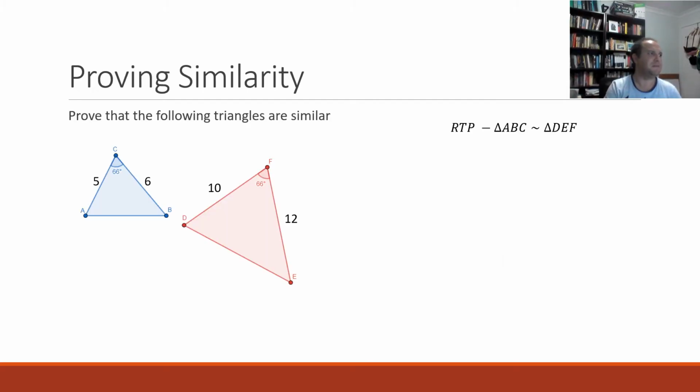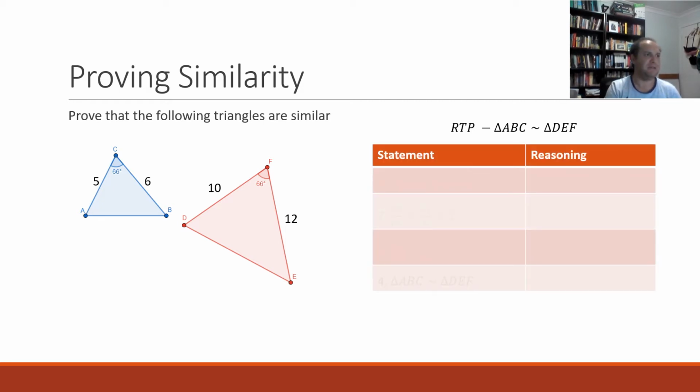Alright, let's do a proof of similarity. Let's prove these triangles are similar. So we're required to prove that triangle ABC is similar to triangle DEF. Alright, let's go about doing that. We'll get our tables organized here, and then we can start putting our statements in.